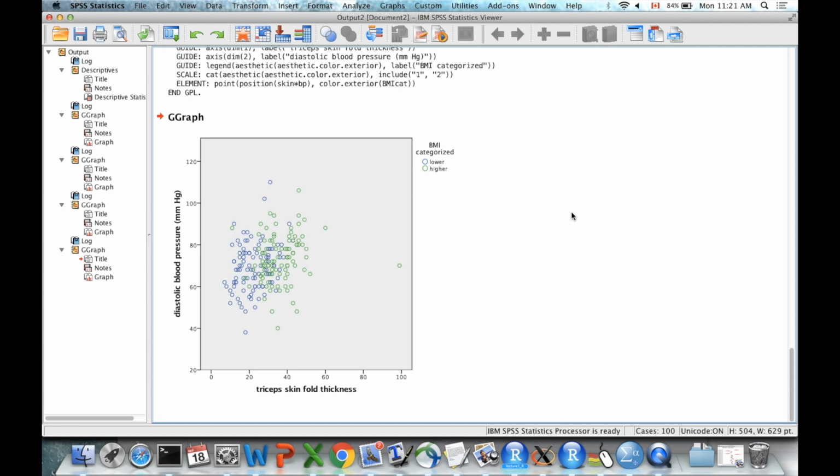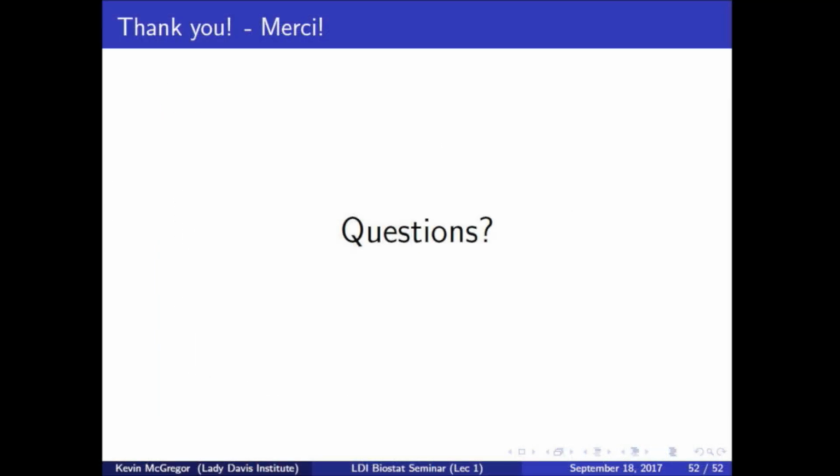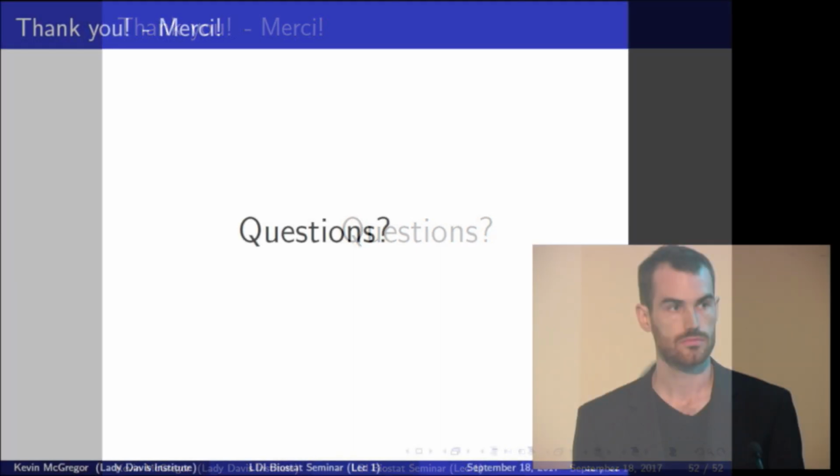So as you can see, doing all these functions is actually quite easy. The difficult part is really just getting your data into a nice, clean format. Okay, so that's all I have for our tutorial. So any questions on the tutorial?